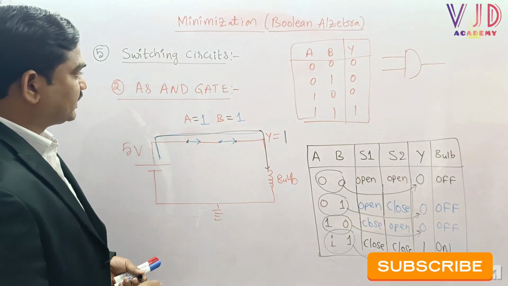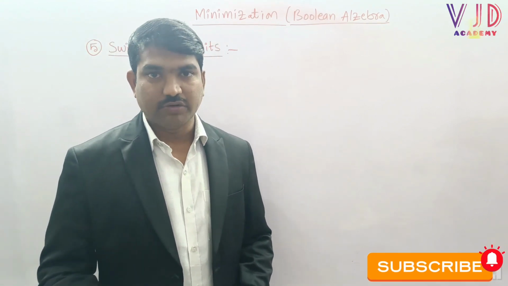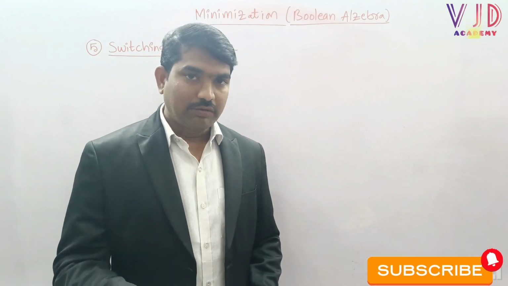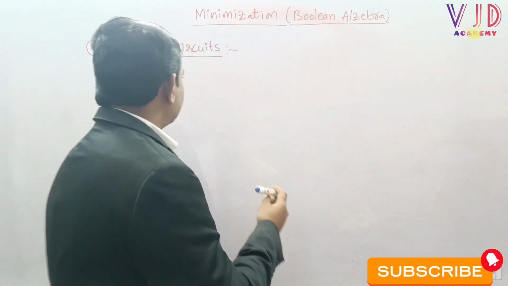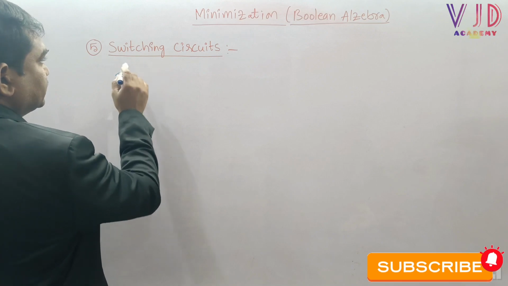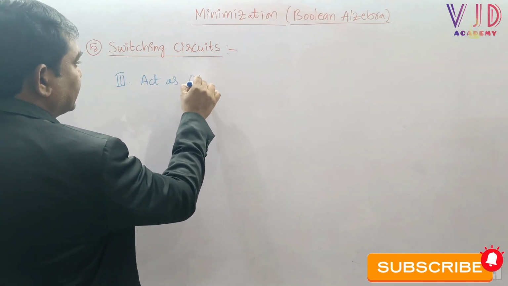Now let us try to understand one more gate called the OR gate. Sir, we have seen how a switch circuit acts as a NOT gate and how a switch circuit acts as an AND gate. Now let us try to understand how a switch circuit acts as an OR gate. Third case, switching circuit acts as OR gate.